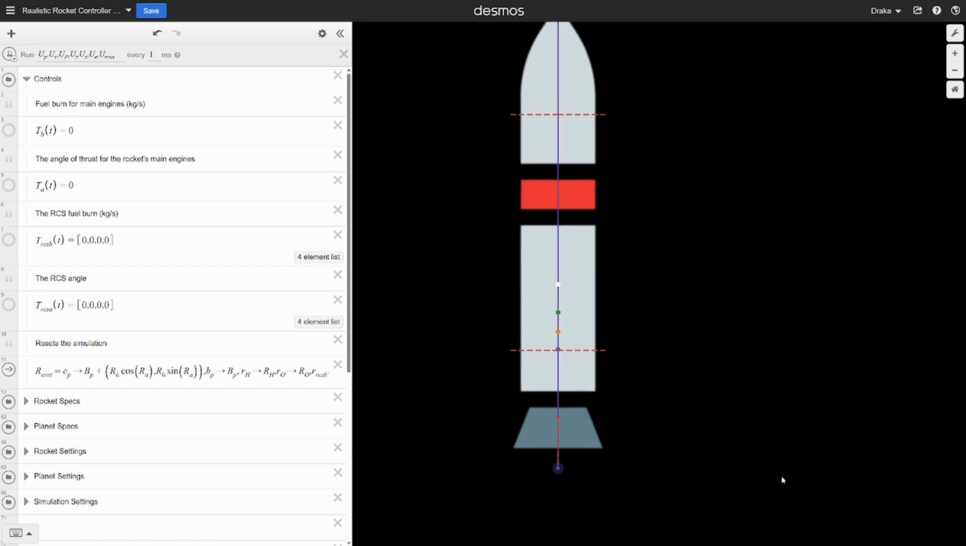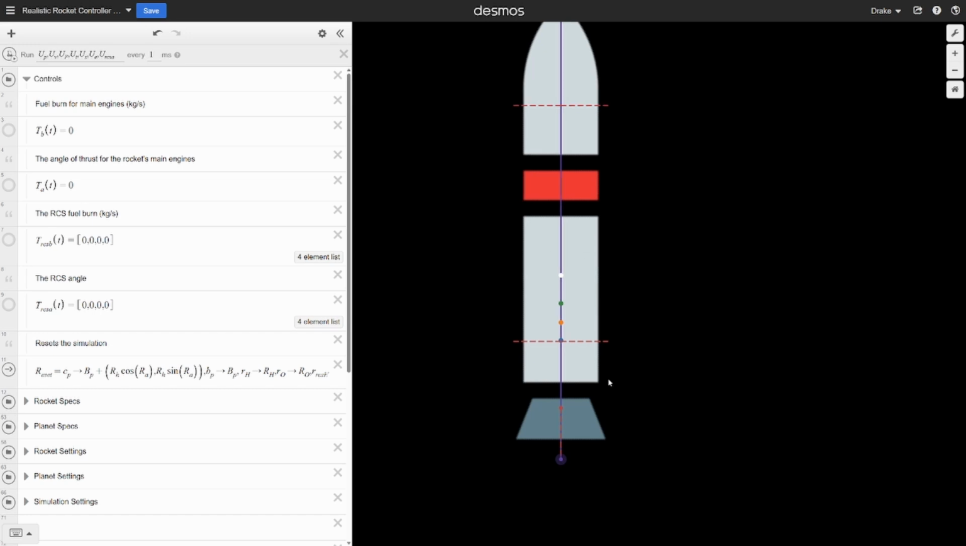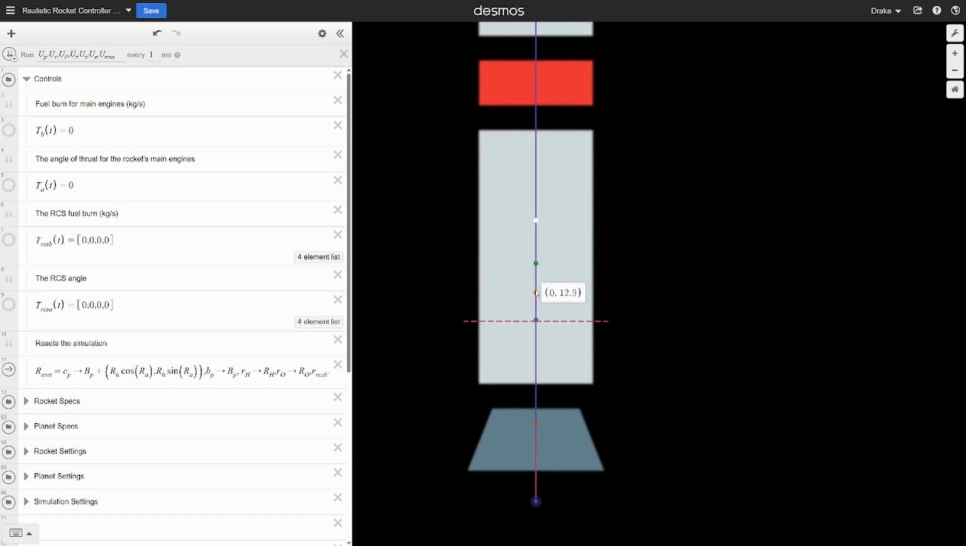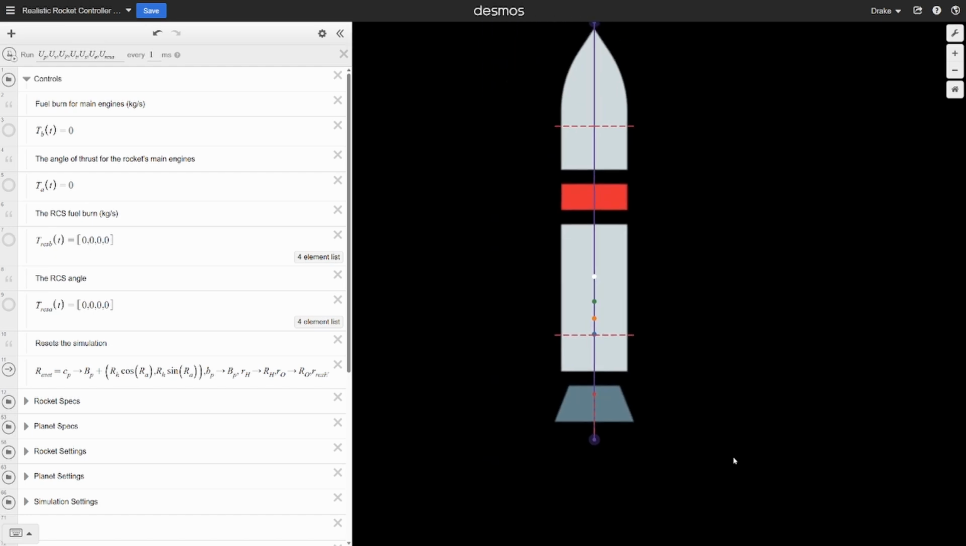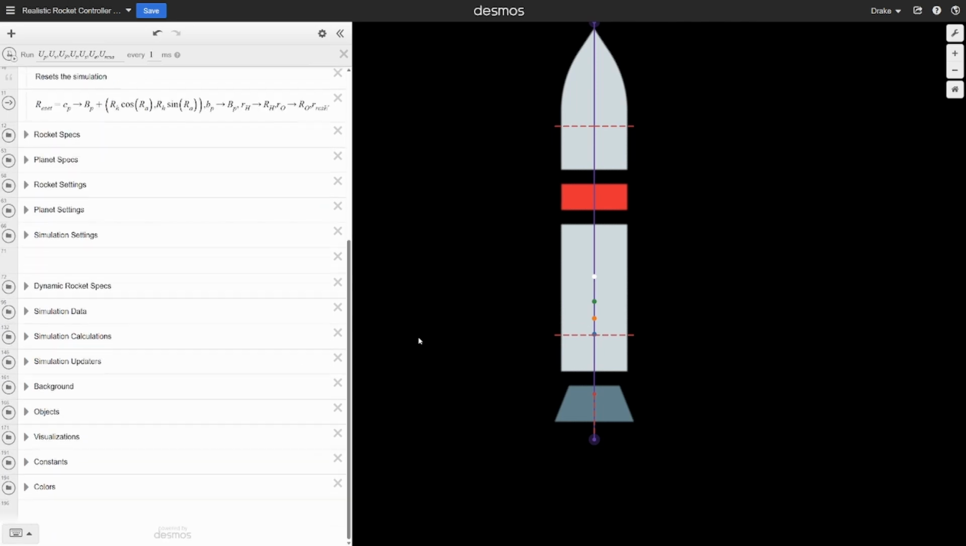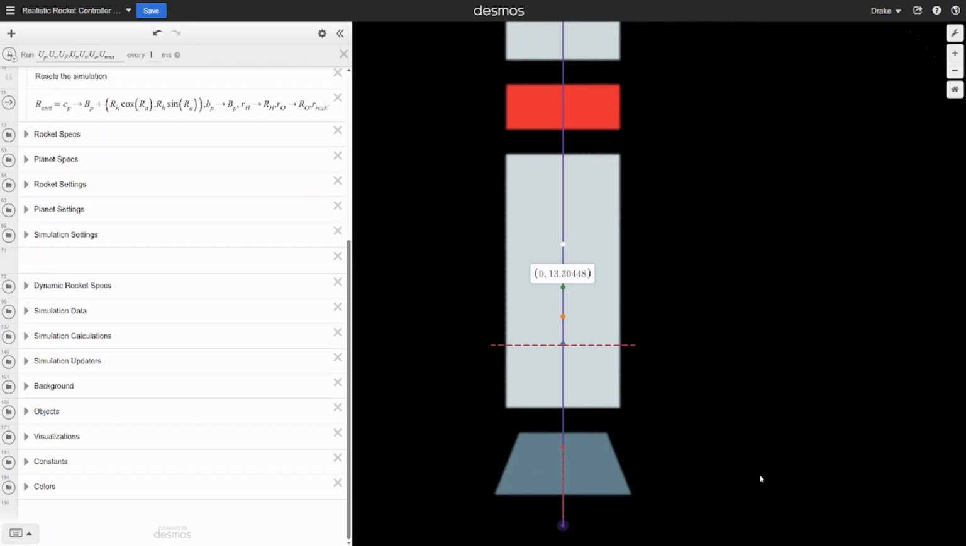RCS thrusters are a form of monopropellant engine, and they run off of hydrazine, which you can see right there. That's the hydrazine fuel tank. This is the main engine fuel tank, by the way, and this is the oxygen fuel tank. All of these together are averaged along with our rocket's dry center of mass to find our final center of mass, which is right here.